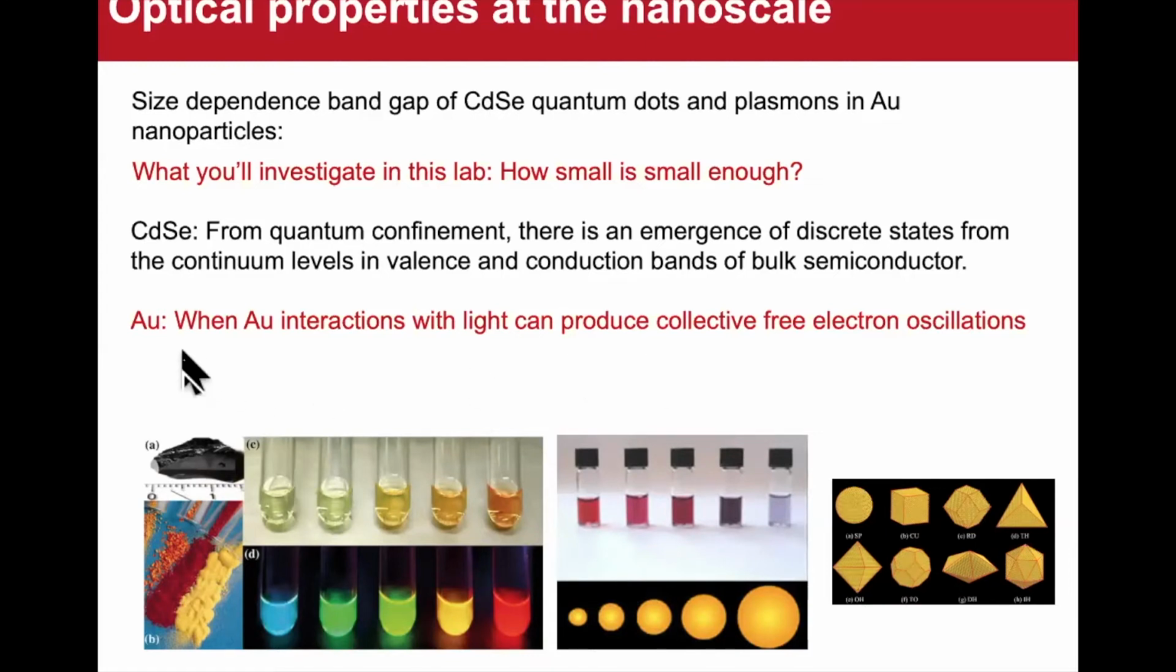For gold, the optical properties we'll be looking at are what happens when gold interacts with light, and how that produces collective free electron oscillations, or plasmons.